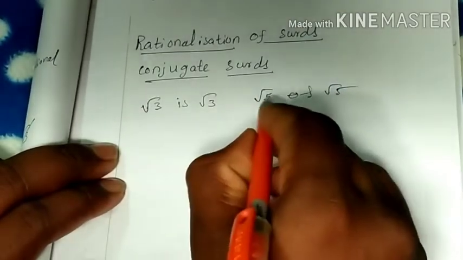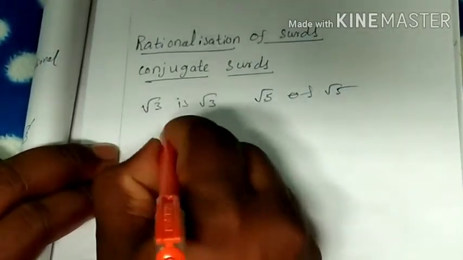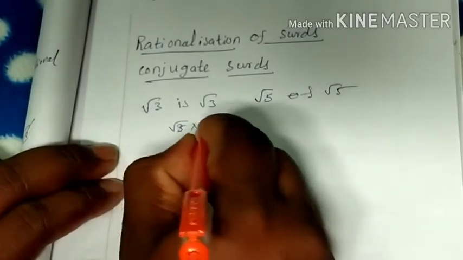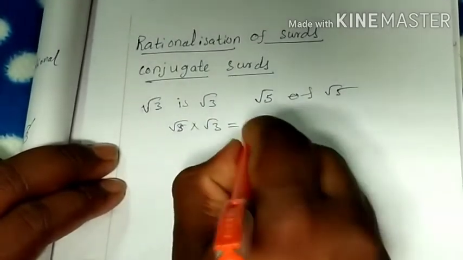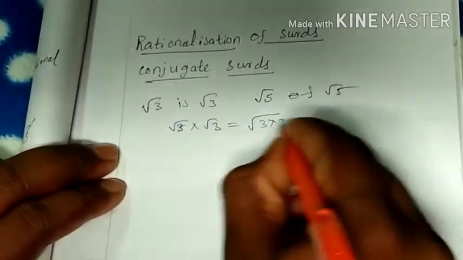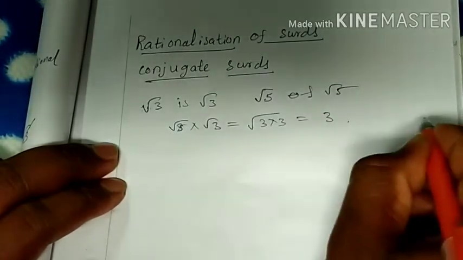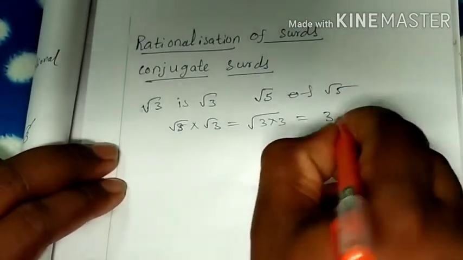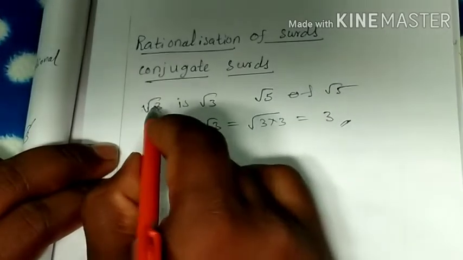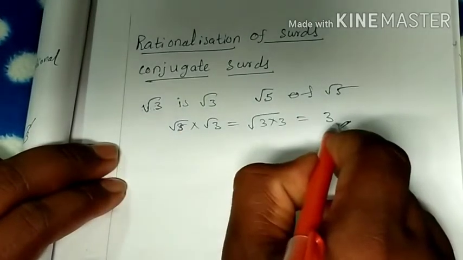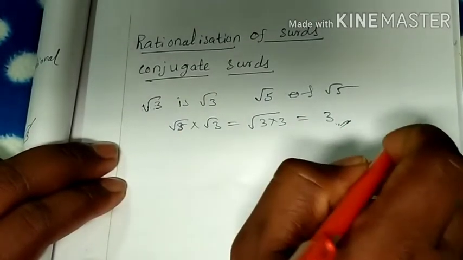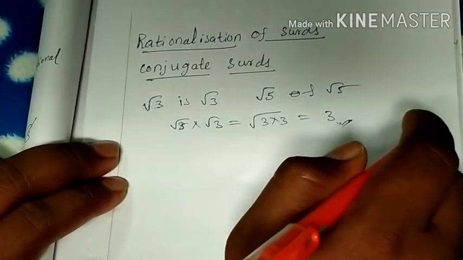Because multiplying these two values, root 3 into root 3, we get root of 3 into 3, which is equal to 3. This is your answer. So this is rationalization. The surds can be converted into the rational number. 3 is one of the rational numbers.